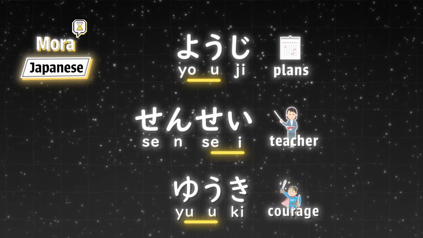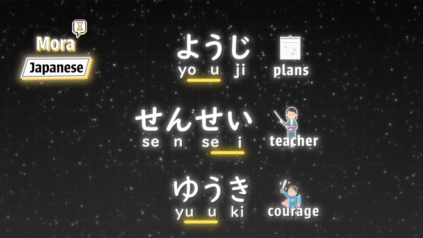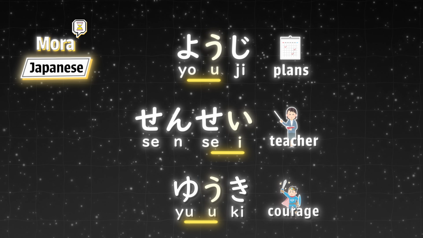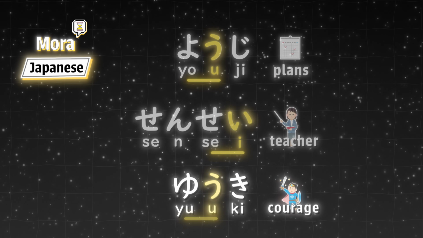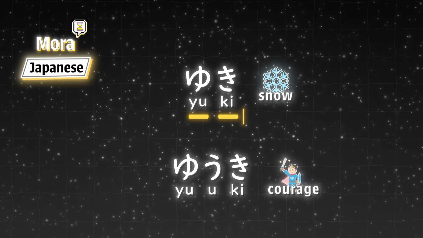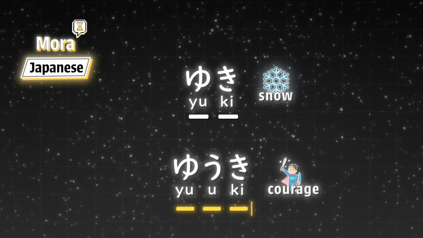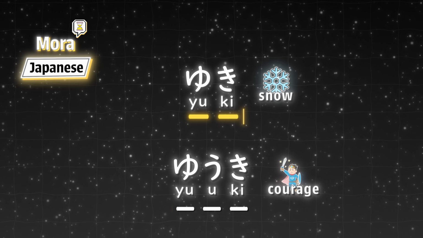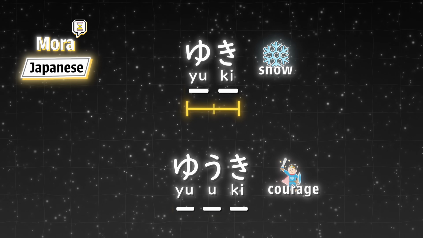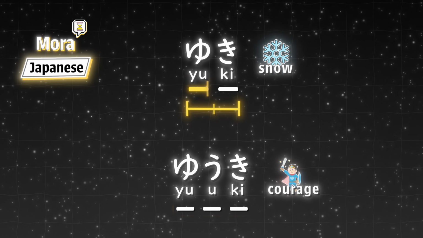Since Japanese is a Mora-based language, this is why it has long vowels. You pronounce every kana for 1 unit of length, including extra vowels. So while yuki means snow, yuuki means courage. Yuki is 2 kana, so it has 2 moras of length. Yuki.